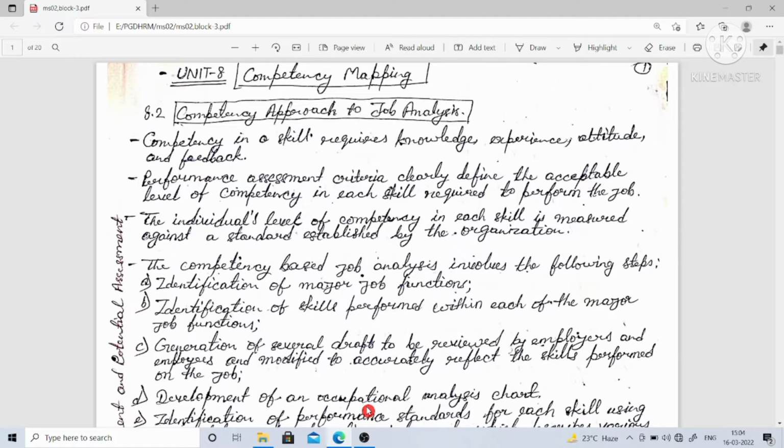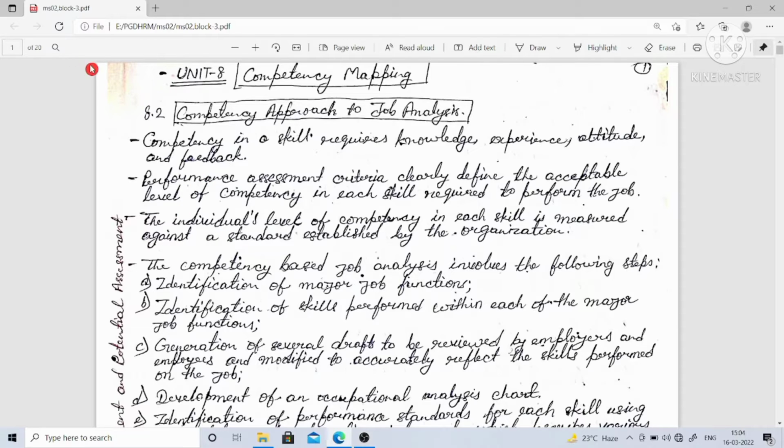Today I will explain you unit 8 of MS02. This unit belongs to block 3, and this block 3 is performance management and potential assessment, and the name of this unit is competency mapping. So one by one, many different topics are given in this unit, which I will explain in detail.